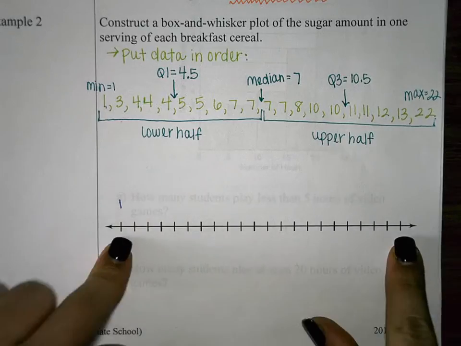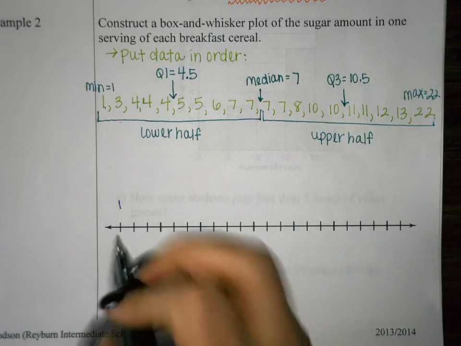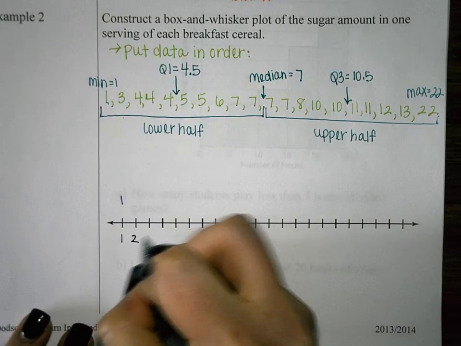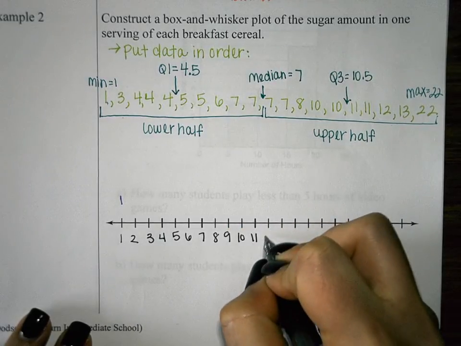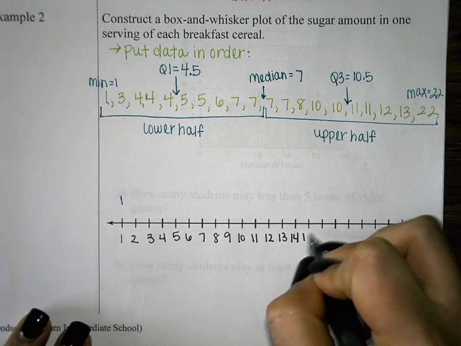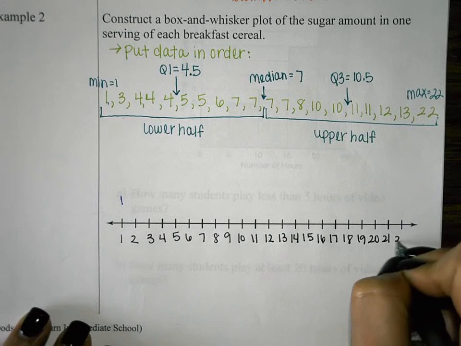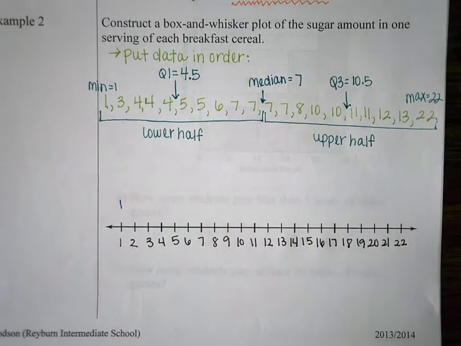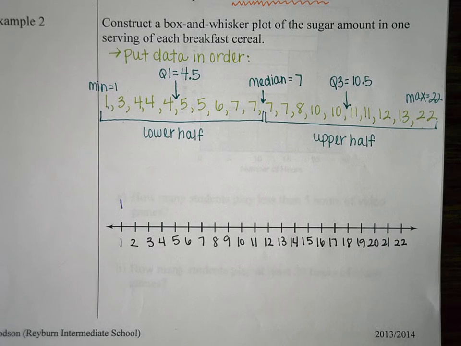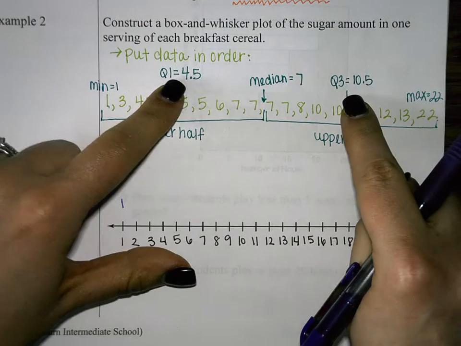So to draw our box and whisker plot, you have your number line, and remember each vertical line represents one data point. So we're going to number these 1 through 22. Okay, so we number our number line 1 through 22 because our minimum is 1 and our maximum is 22. And we start with drawing our box right in the middle. So the box starts at Q1 and ends at Q3.